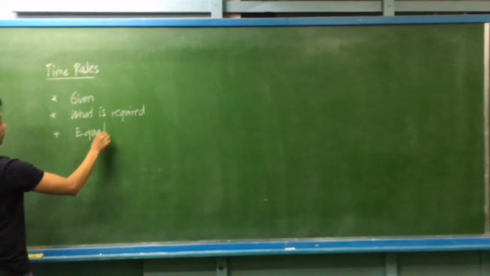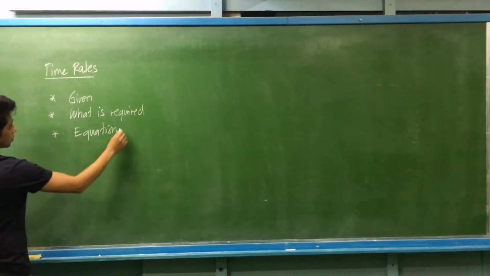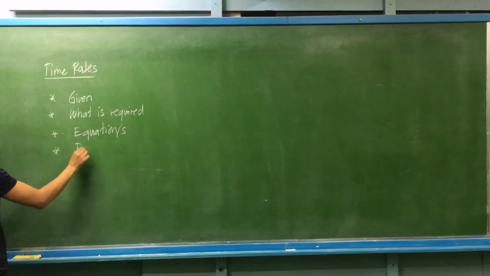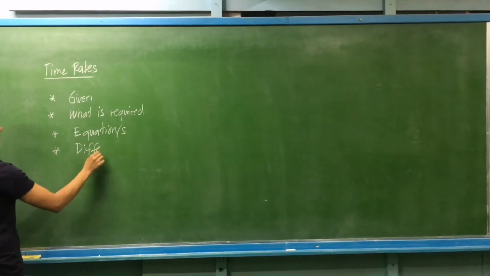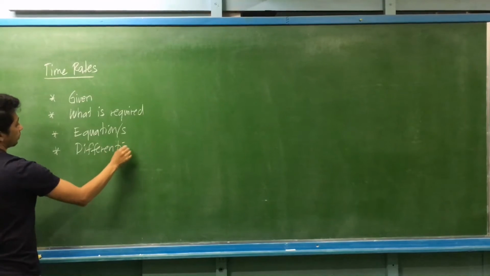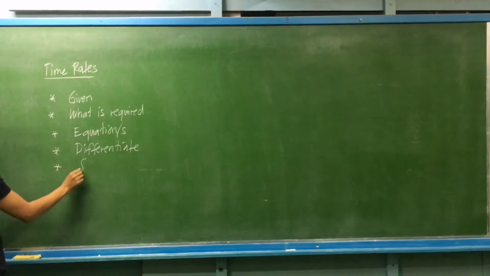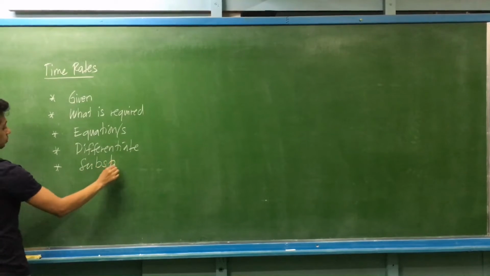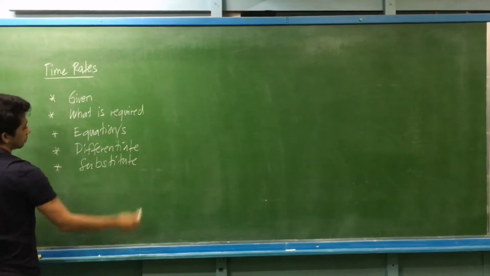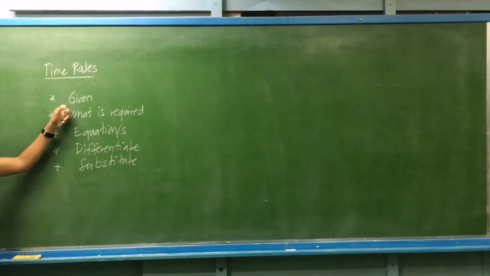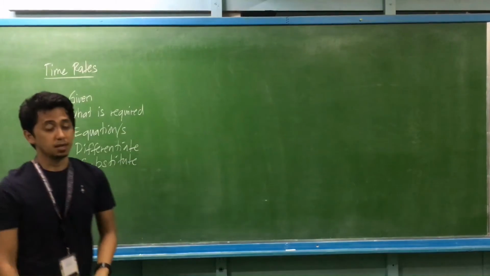So set up your equation or equations. Then, if you have the equations, perform differentiation. So we are to differentiate these equations. Then lastly, we are to substitute. It's either substitute the values from the differentiated equation or the given. Okay? So let's have an example.